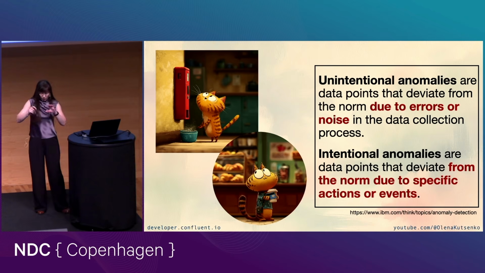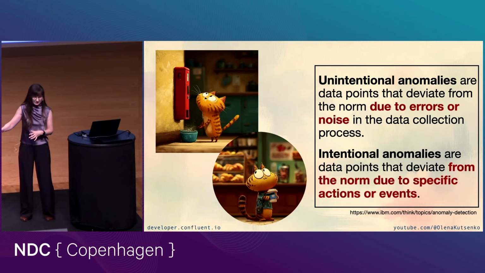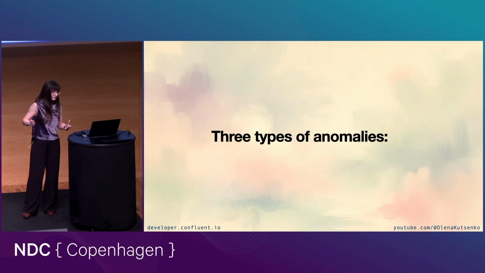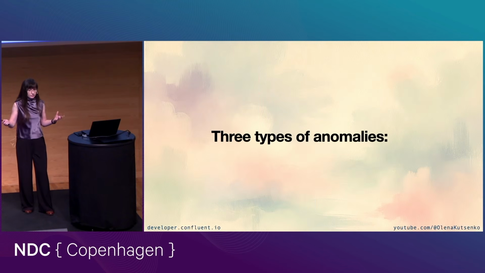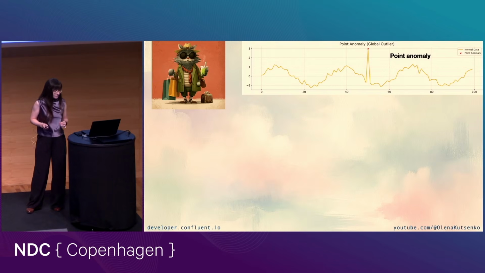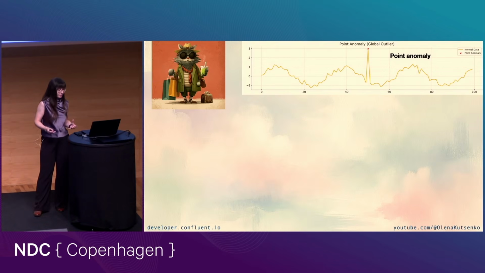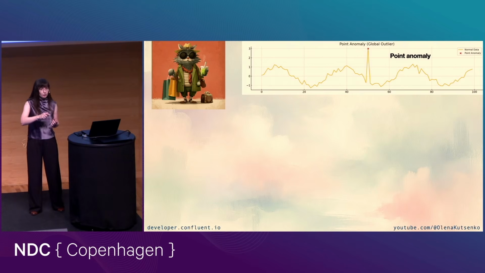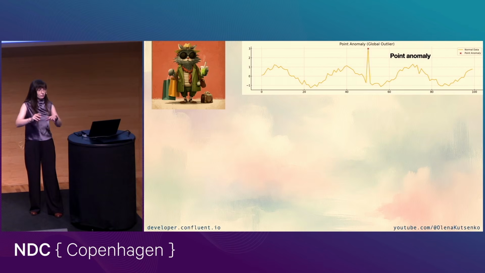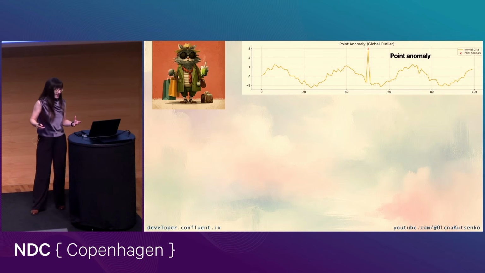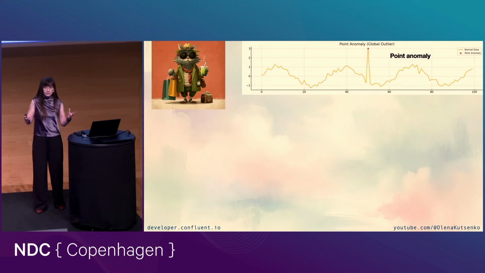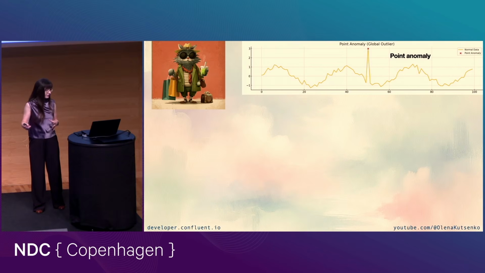Then, from another angle, we can split the anomalies into three other buckets. It's also important to understand how to deal with them later. The first one is point anomalies. These are global outliers, when you have individual data items which are outside of the rest of your data set. This can be both intentional or unintentional.